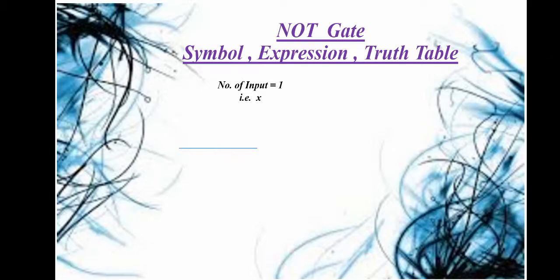If there is one input x, then the symbol of NOT gate is in front of you, this triangular shape and then a circle. This is the symbol of NOT gate. If x is the input, then what will be the output? Output will be f is equal to x not. We will represent the NOT gate expression with a not sign. This bar is actually read as not.